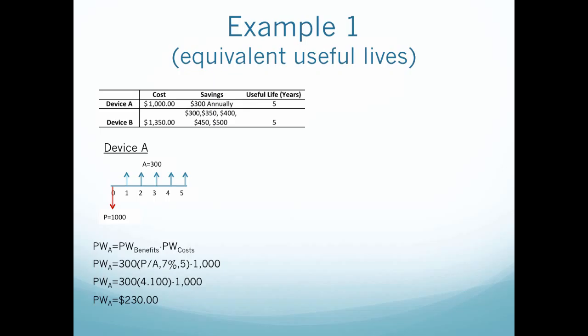So that sounds pretty nice. Okay, so now let's look at the cash flow diagram for device B. For device B, this one's a little more complicated, but you can see right off the bat that I'm going to have a gradient involved. Okay, so I spend $1,350 today, and then I have a steadily increasing savings starting at $300 going to $500.